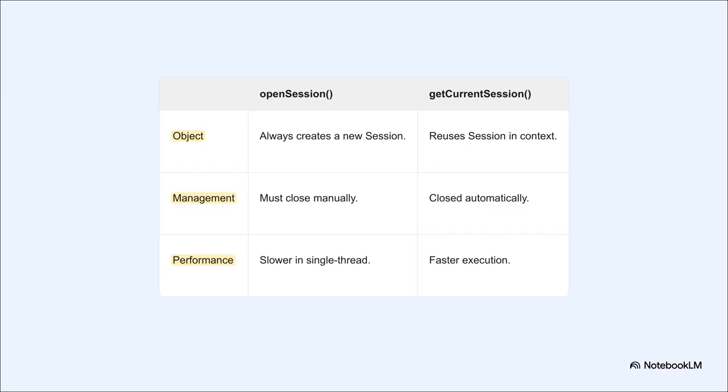Now, here's a key detail. When you ask that factory for a session, you've basically got two choices: open session or get current session. If you use open session, you always get a brand new session that you are responsible for. You have to manage it, you have to close it manually. But get current session, it's much smarter. It'll reuse an existing session if one's available, and it lets Hibernate handle all the cleanup automatically. Honestly, it's almost always the faster and definitely the safer choice.